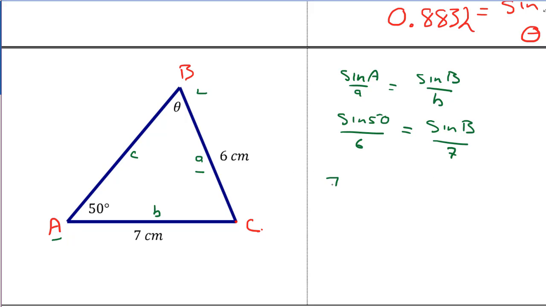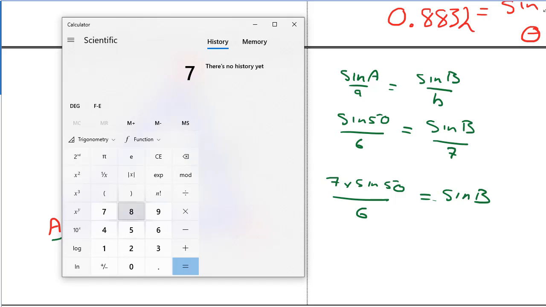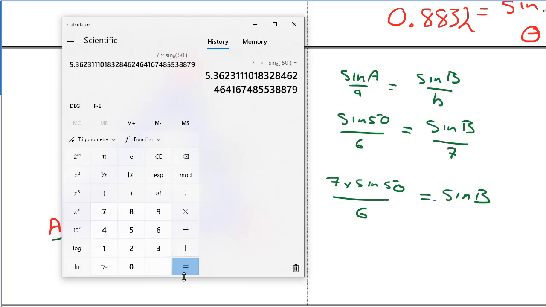Cross multiplying, we get 7 times sine 50 over 6 is going to equal sine B. I'm going to pull up my calculator. I'm going to start by going 7 times the sine of 50 degrees. I'm going to hit equals to figure out what my numerator is, and now I'm going to divide by the denominator, and in this case it's just 6.